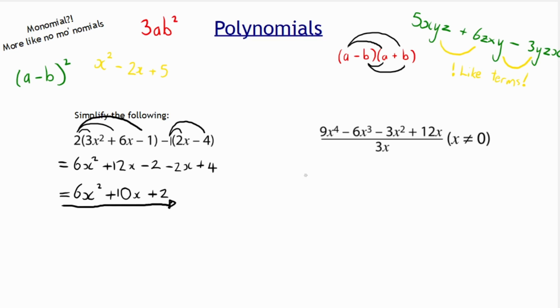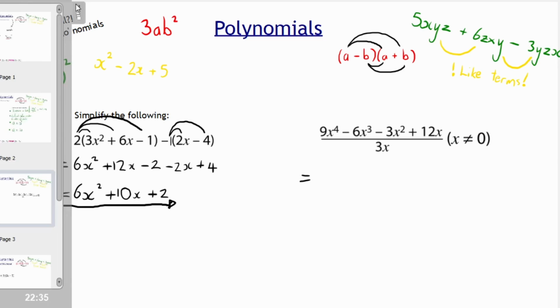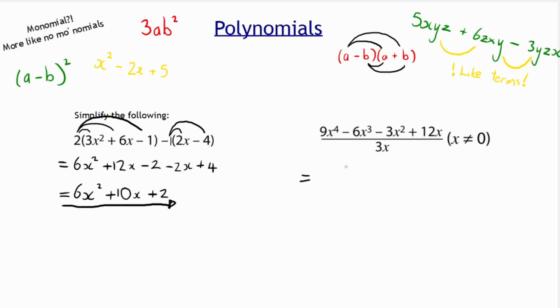Now let us have a look at what happens when polynomials are being divided. Just bear in mind, they tell us here that x cannot be 0. And let us just explore what happens if x is 0. Well, in the denominator, I have 3 multiplied by x. And what happens if x is 0? Well, 3 times 0 is 0. And we all know that mathematics just breaks when we divide by 0. And so x just is not able to be 0 to start with.